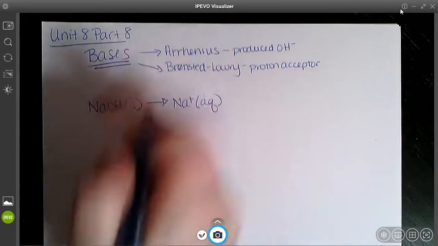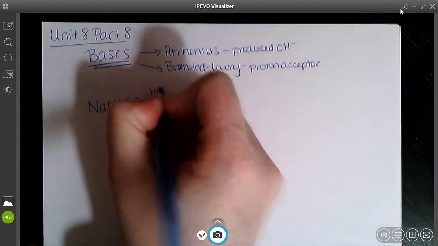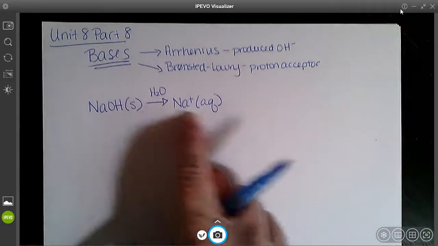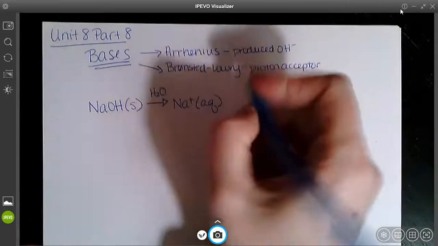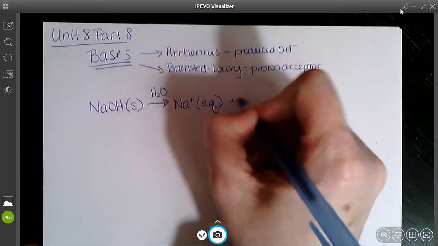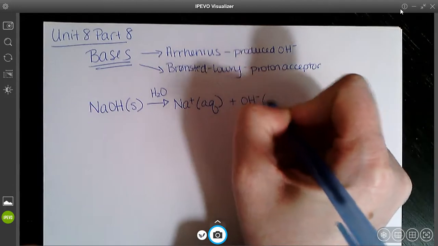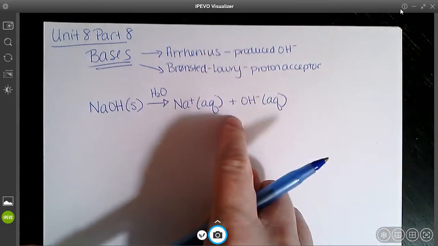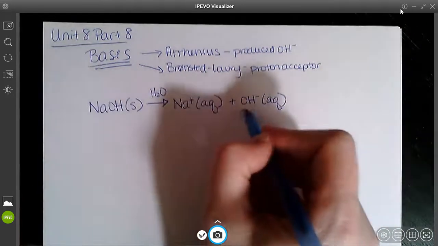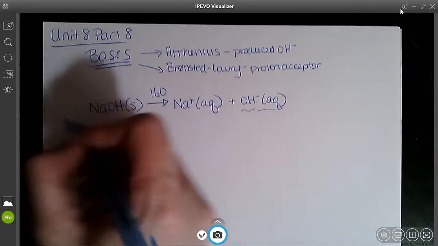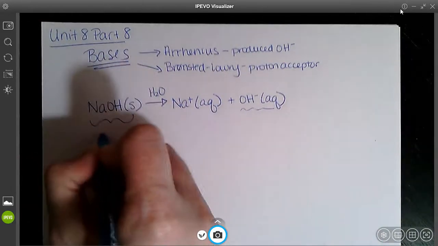So if I put solid sodium hydroxide in water, then I'm going to break it into sodium ions and OH ions. Hydroxide, and up, there we go. That means, ding, ding, ding, we have a base. So this is a strong base.